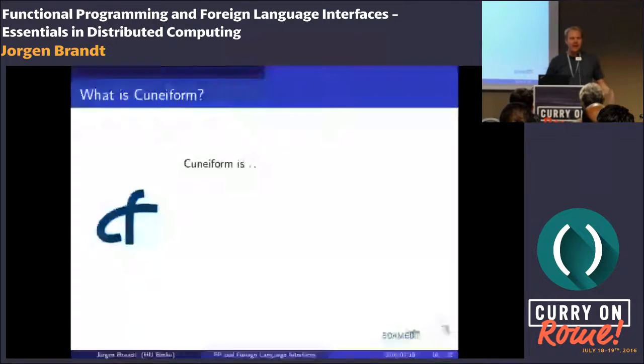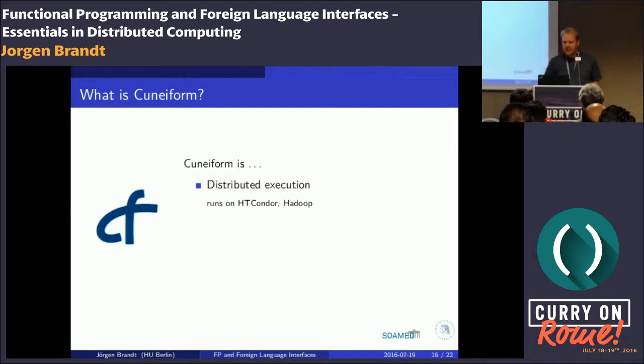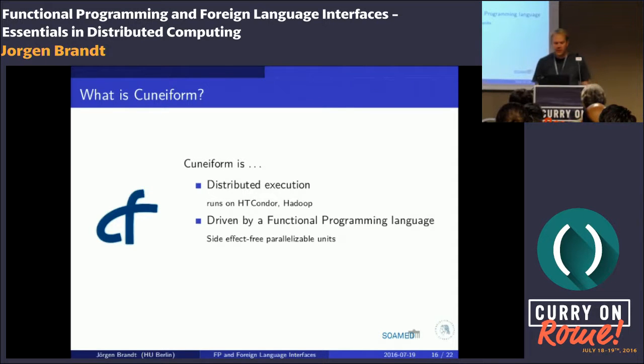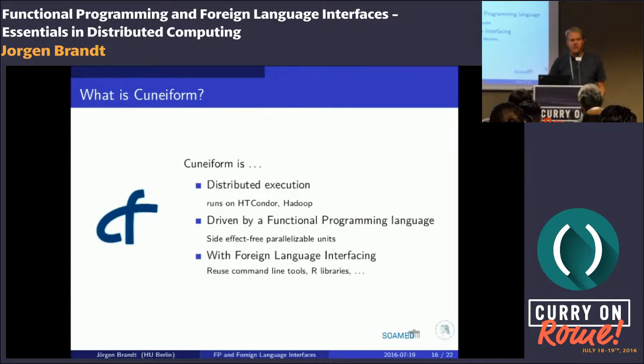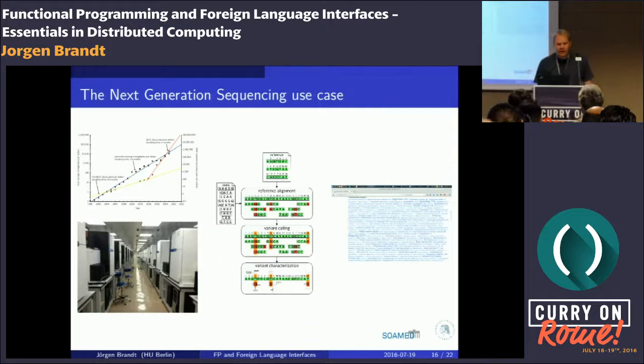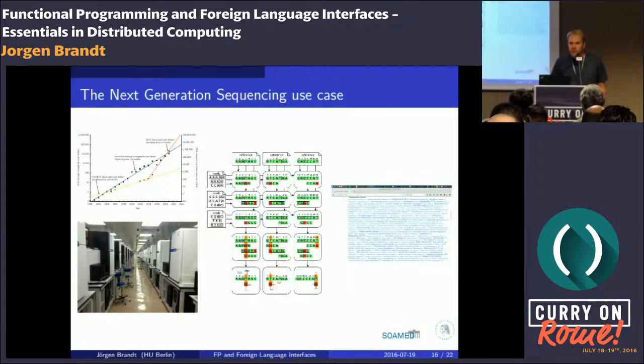So what is Keyinform? It's essentially a minimal way of achieving just the two things I showed you earlier. It gives you distributed execution. Right now we have an implementation on HT Condor and Hadoop. Mesos would be nice. It's driven by a functional programming language in which we assume that all the tasks are side effect free, they terminate, they're deterministic, and it gives you the possibility to draw in libraries from R, from Python, whatever. And then we can take this scientific workflow where we have all these problems, and we can partition the data, infer the parallelism, and run it distributedly. So that is the core selling point here.